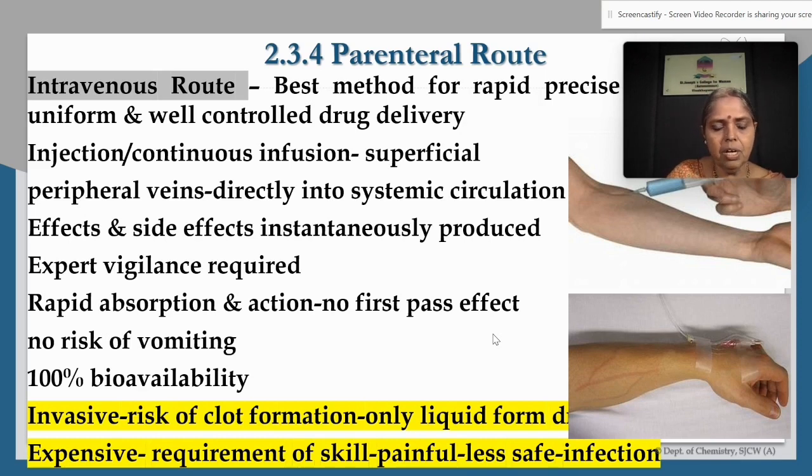It is invasive. Risk of clot formation is there. If the person who is giving the injection is not an expert, then you will get clotting. Another disadvantage is that only the liquid form of the drug can be given. It is expensive. If you take the medicine by yourself, that is the cheapest route, but if you need someone else's assistance, you also have to pay the person. So it is expensive, requires skill, it is a little painful, it is less safe, and there can be a risk of infection in this particular mode of drug delivery.